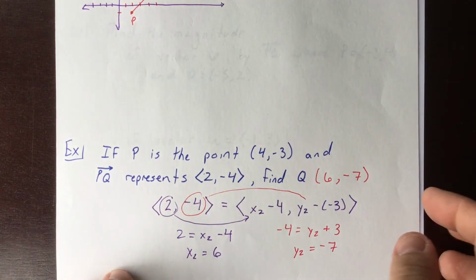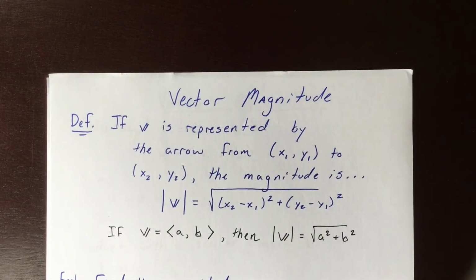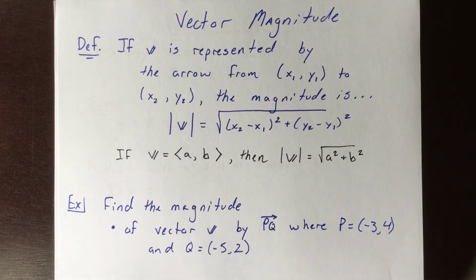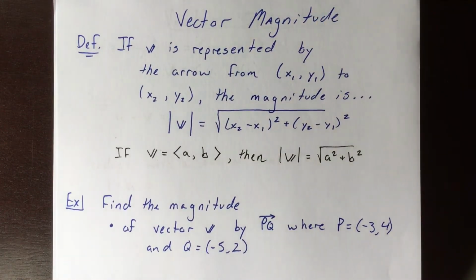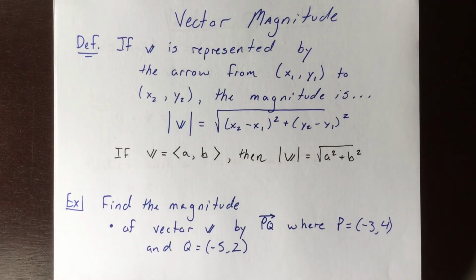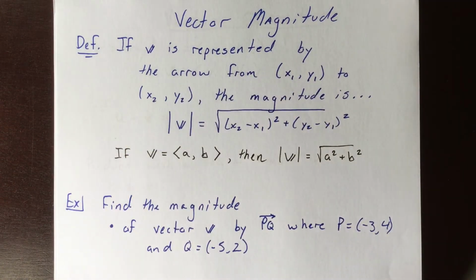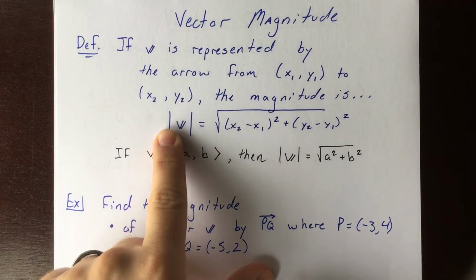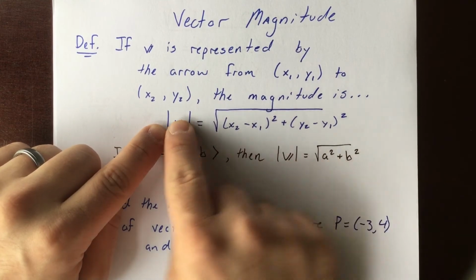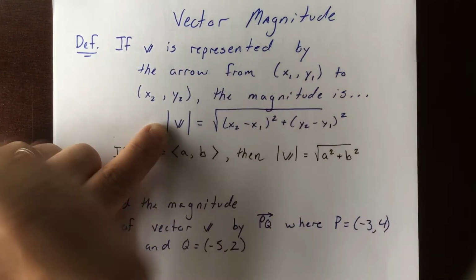Okay, moving on. So we looked at definitions and just the basics of vectors. But what if we're looking at the vector magnitude? So I have a definition already here for you. Let's see what it says. If the vector, notice how it's written, a little extra bar, is represented by the arrow from x1, y1 to x2, y2, then its magnitude, the bars around the vector name, these bars represent that whatever is after it is the magnitude or the length of the vector.